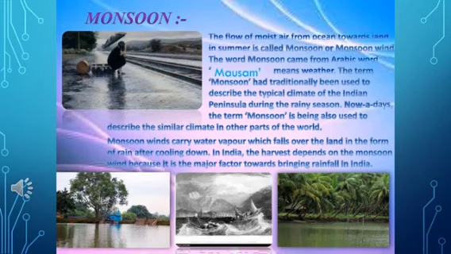Now this wind carries a lot of moisture in it, and this wind brings in rain. So monsoon winds carry water vapor which falls over the land in the form of rain after cooling down. And this is the harvest season in India. That is, the monsoon season is the harvest season. So people start growing their crops once the rains begin.